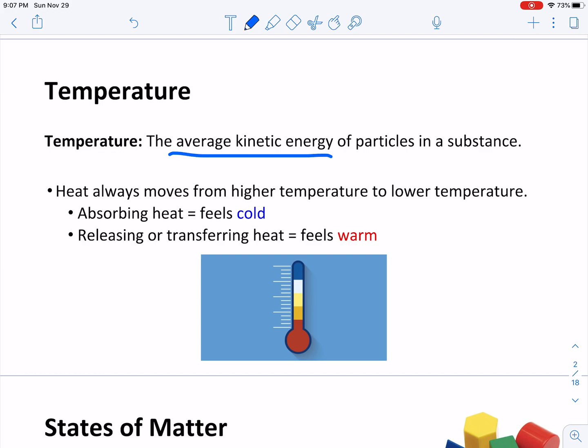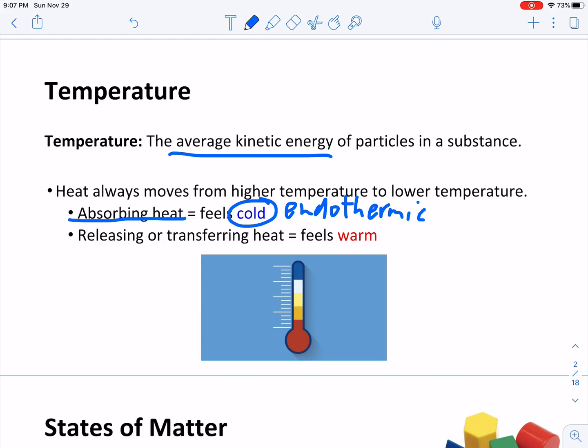And so something that's very hot, all the particles that make it up on average are moving very fast. Something that's very cold, all the particles that make up that substance on average are moving very slowly. Now, something that's kind of weird to think about is that anything that is absorbing heat, so any reaction or something like that that absorbs heat, when you touch that, it's going to feel cold to you because it is removing heat from your finger, right? We call this endothermic. Any reaction that does this is called an endothermic reaction.